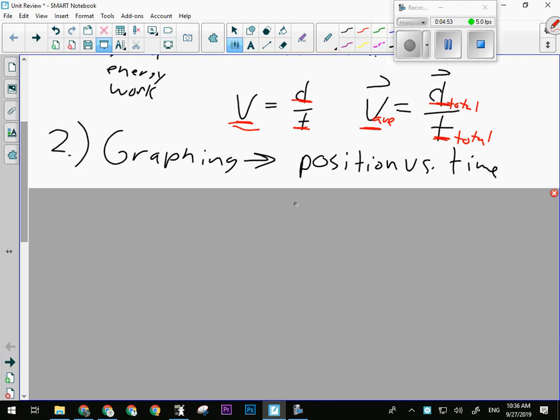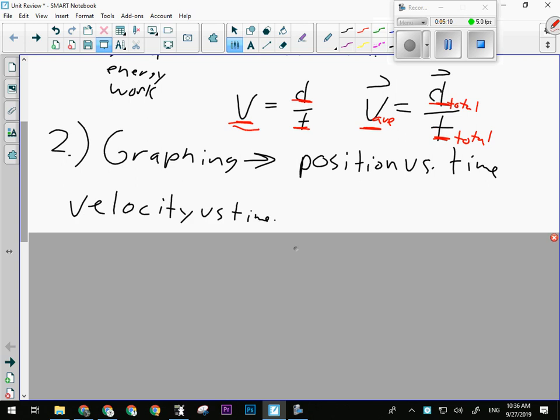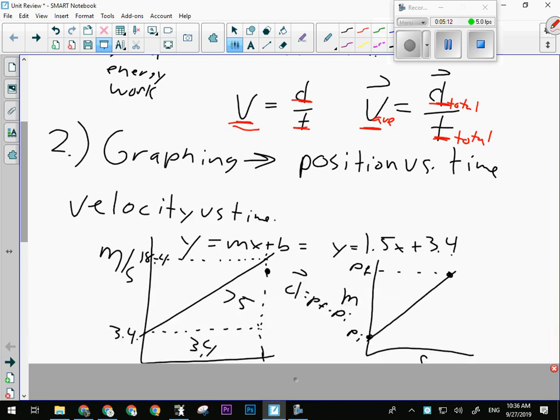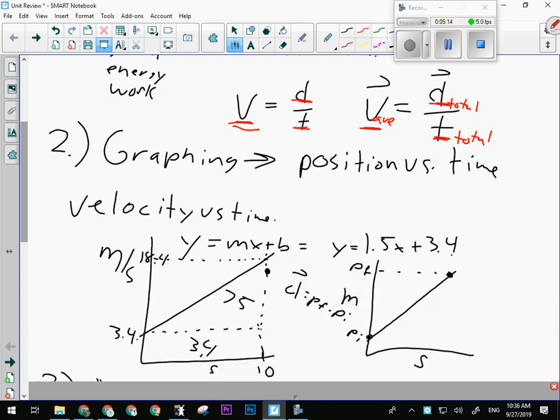Expect probably to see more than one. Could be one in the written and one in the multiple choice. Okay. Think about what kinds of things I asked you to do with position versus time graphs. I asked you to calculate displacement during certain intervals. I asked you to calculate average velocity. And if the graph was perfectly linear, I asked you to use y equals mx plus b calculations on it as well.